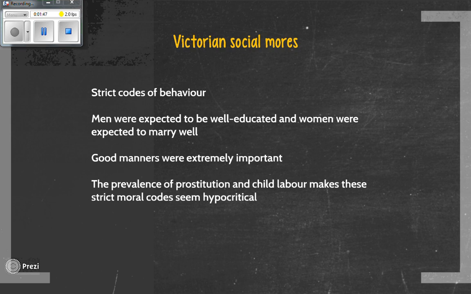Good manners were extremely important, and in the upper classes, people with a bad reputation were outcast no matter how much money they had. Historians now regard the Victorian era as a time of contradictions. Despite the widespread cultivation of outward appearances of dignity and restraint, there was a prevalence of prostitution and child labour that made concerns with strict moral codes seem hypocritical.